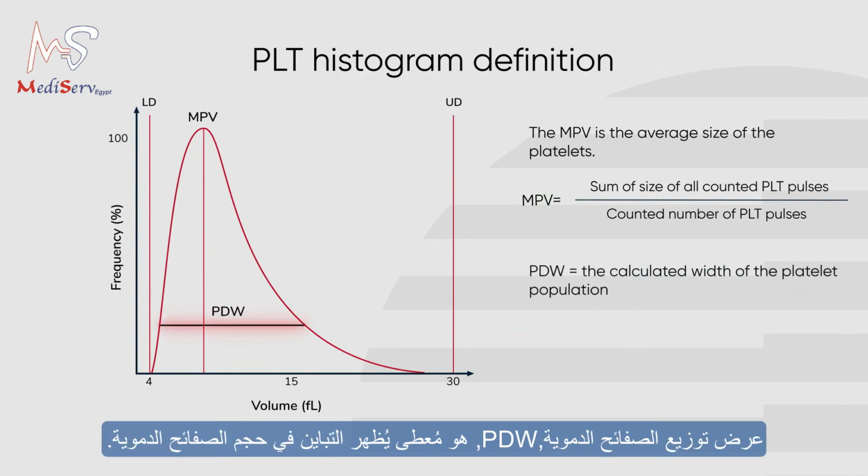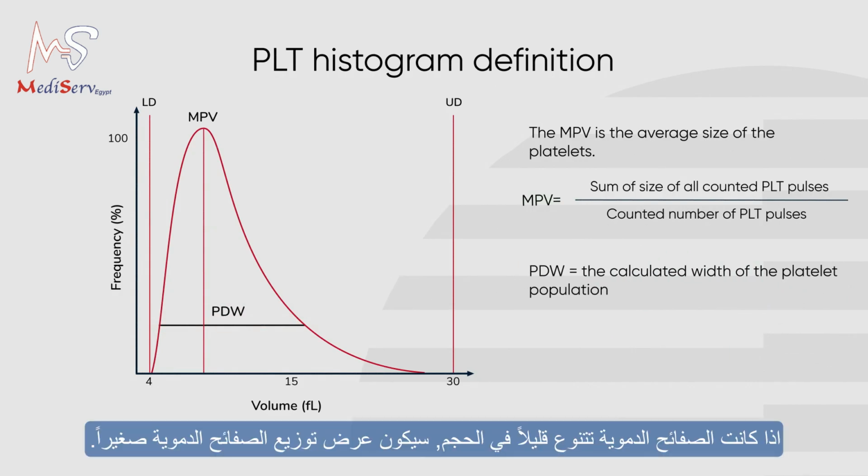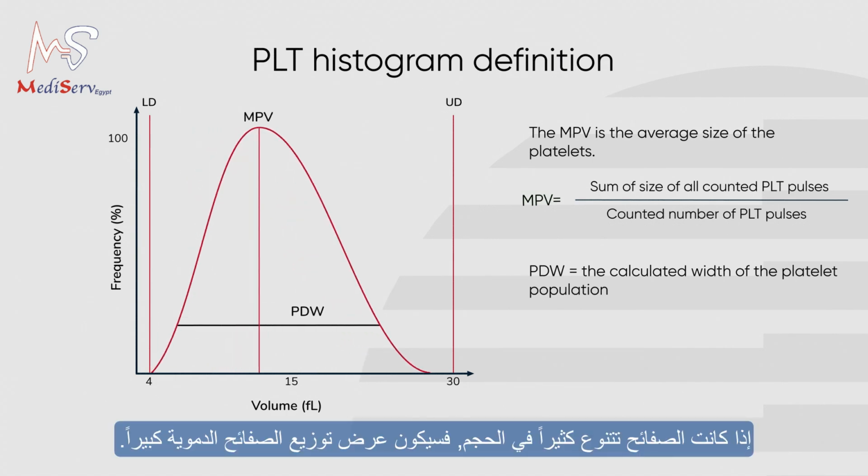The platelet distribution width, PDW, is a parameter that shows the variation in platelet size. If the platelets vary little in size, the PDW will be low. If the platelets vary much in size, the PDW will be high.